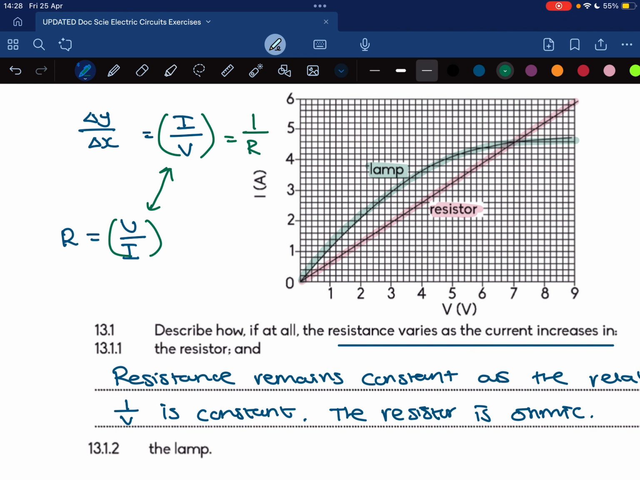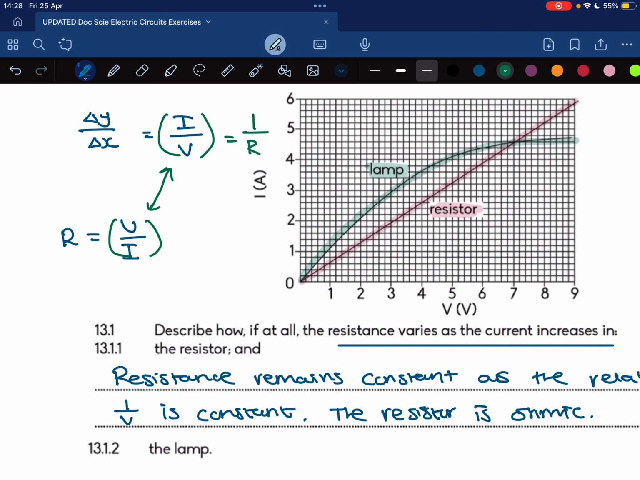Okay, moving on. It says determine the resistance of the resistor. It's important to take note, like I said earlier, that the gradient here is not equal to the resistance but the inverse of resistance. So this gradient, which is equal to delta I over delta V, is going to be the inverse of resistance, or 1 over R. So you can still continue with it.